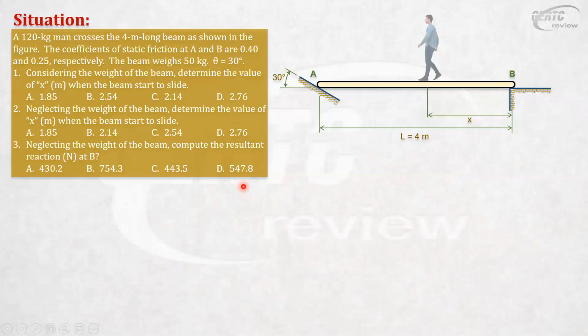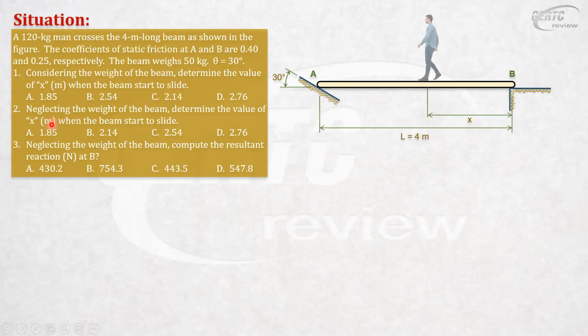So we have here a 120 kilogram man crossing the 4 meter long beam as shown in the figure. The coefficients of static friction at A and at B are given. At A is 0.4 and at B is 0.25. The beam weighs 50 kilograms and the angle of this inclined plane at A here is 30 degrees. The first part is, considering the weight of the beam, determine the value of X when the beam starts to slide.